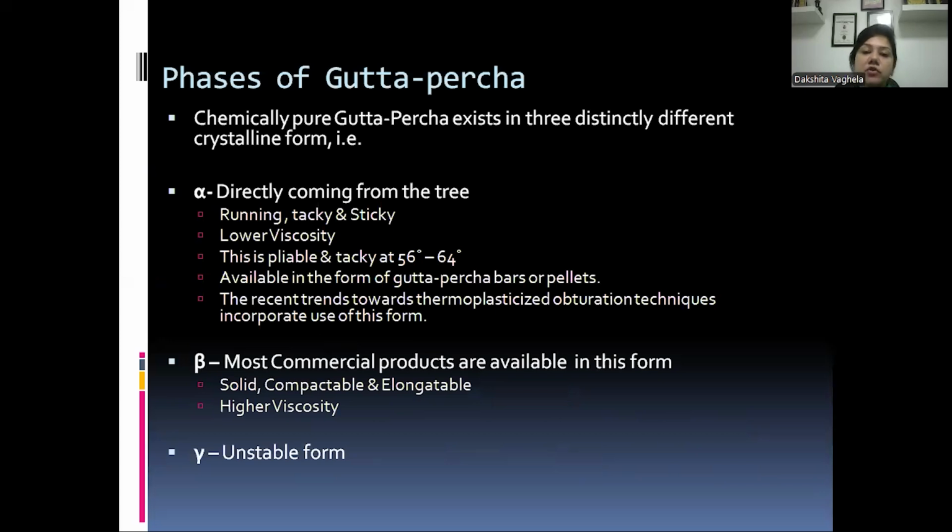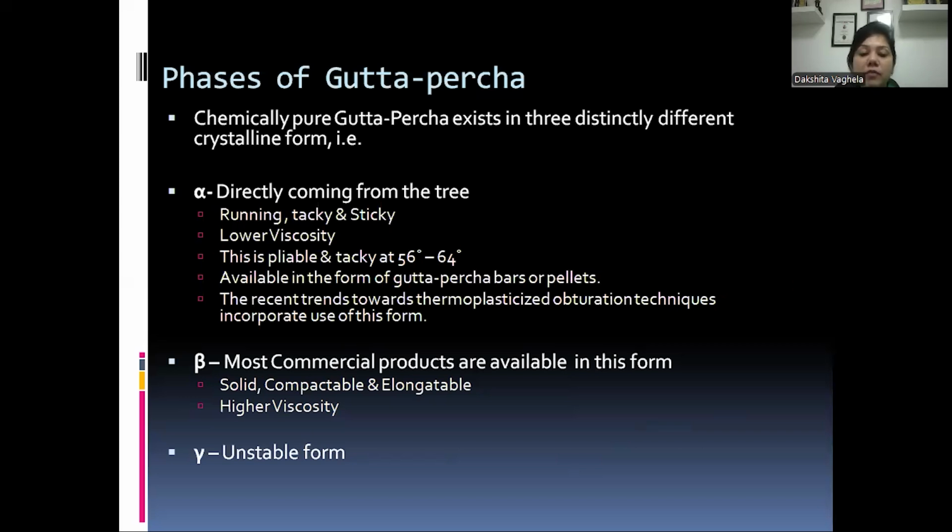Now, phases of gutta percha: there are three main phases of gutta percha. One is alpha, beta, and gamma. Alpha phase is the phase in which the gutta percha is naturally derived from the tree. So it is runny, tacky, and sticky. It has lower viscosity and is pliable and tacky at 56 to 64 degrees. This alpha phase of gutta percha is basically used for thermoplasticized obturation techniques.